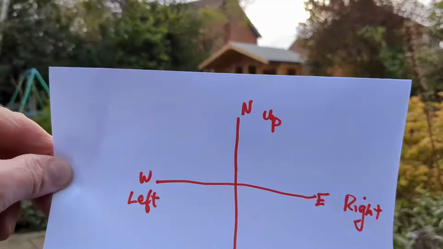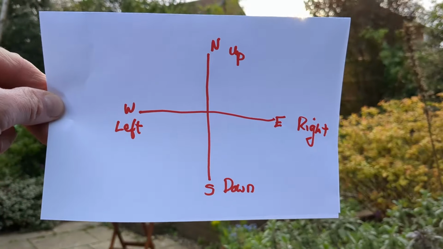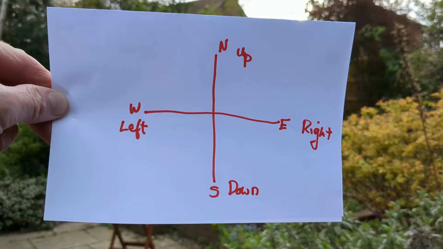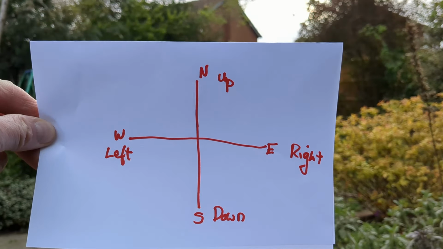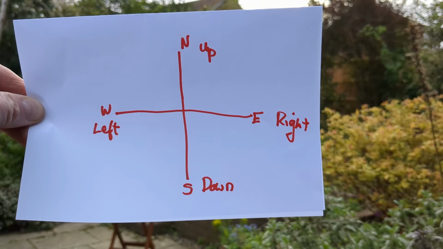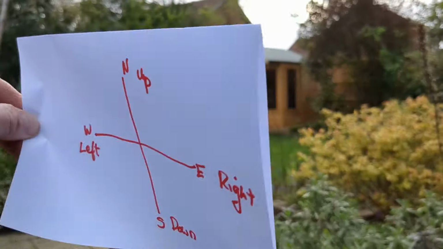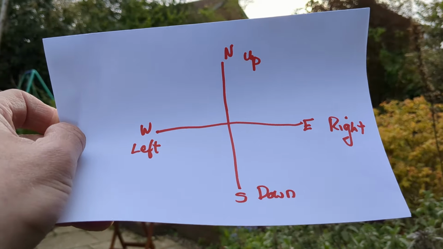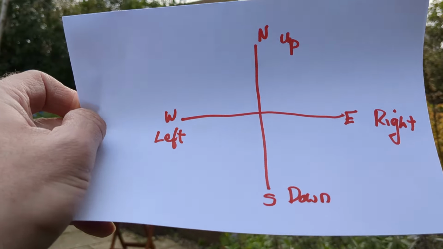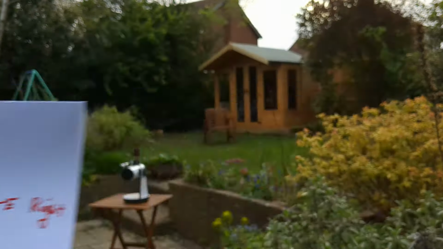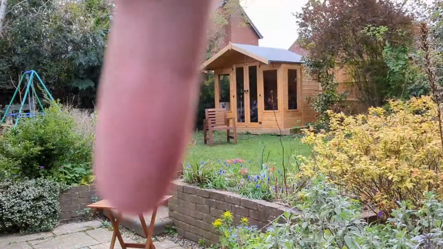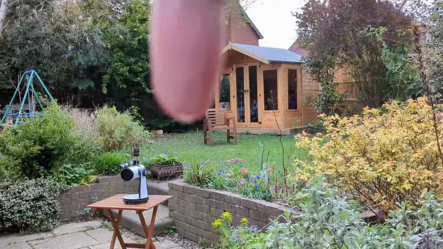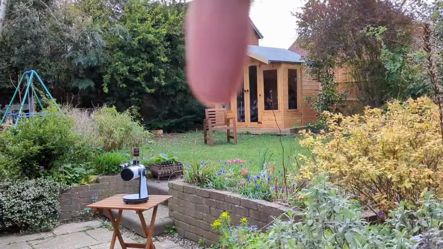Okay, I have drawn north, east, south, west, up, down, right and left. And it's really windy. What I'm going to do is look at this through my little tabletop Dobsonian, just there, with this piece of paper attached there.